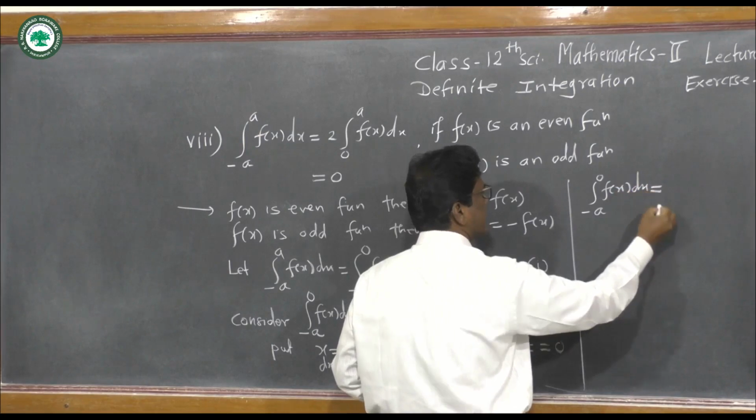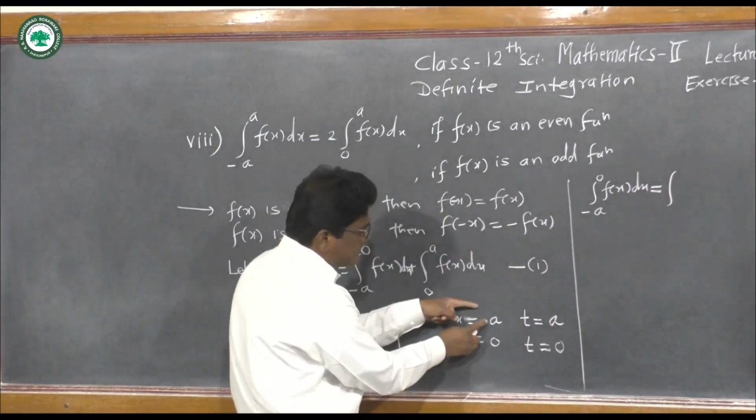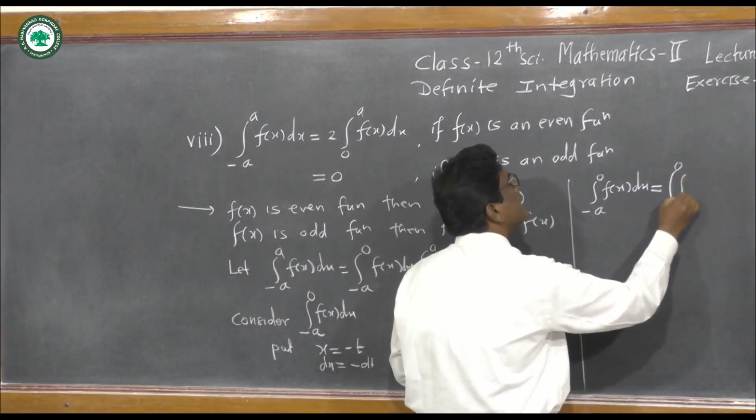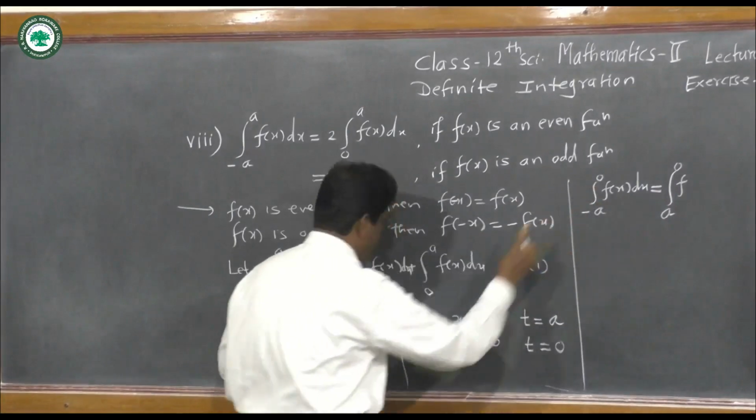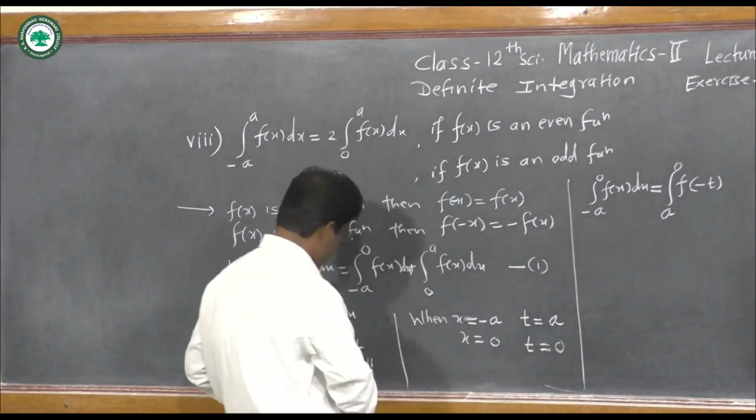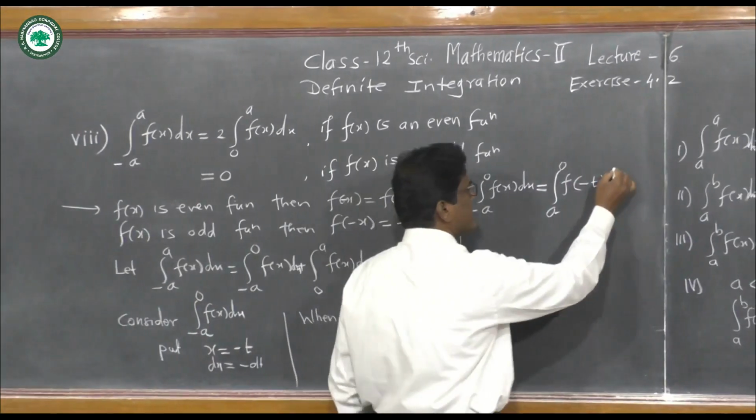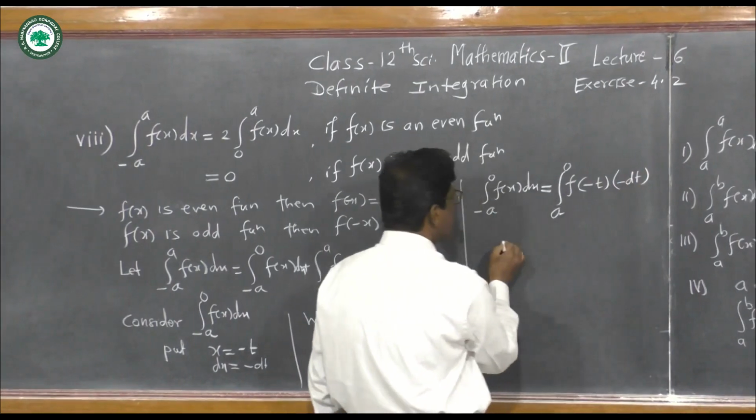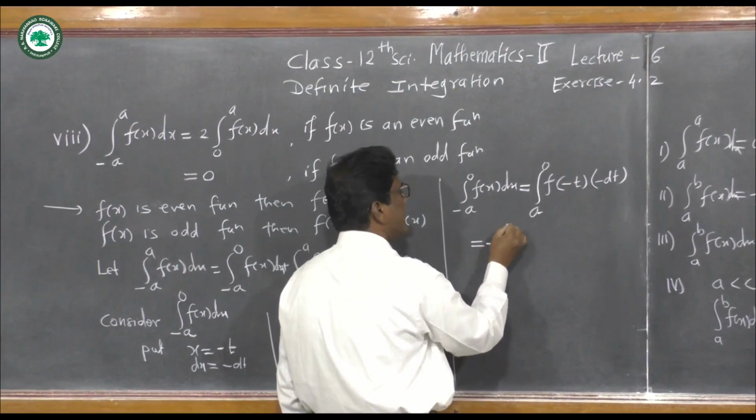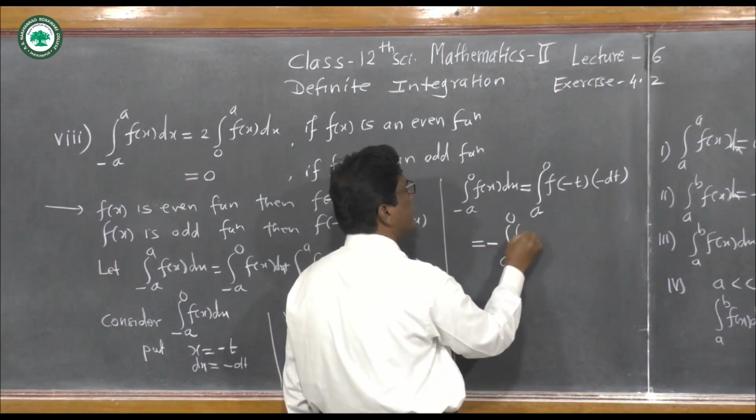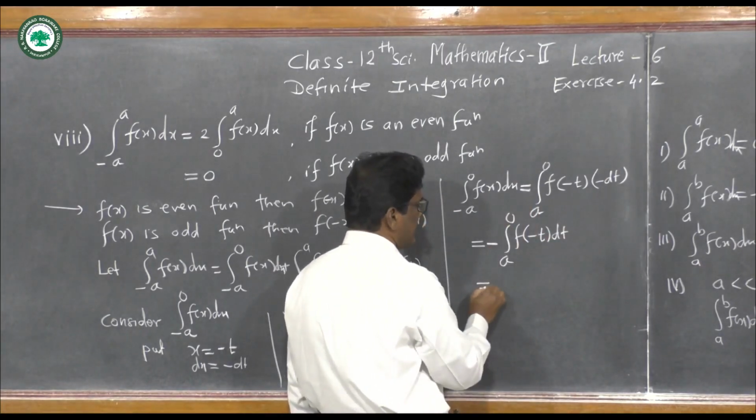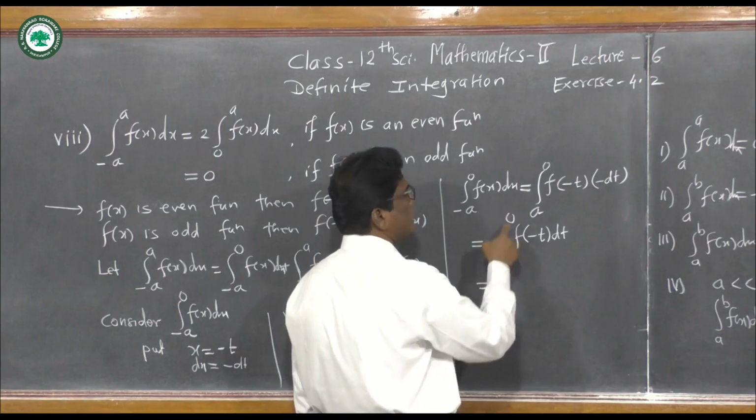We write this as integration from, now minus a to 0 changes to a to 0, so we write lower limit a, upper limit 0. F of, we replace x by minus t, so this is minus t, and we replace dx by minus dt, so here it is minus dt. So it is equal to, now take this minus sign outside the integral, minus integration from a to 0 f of minus t dt.